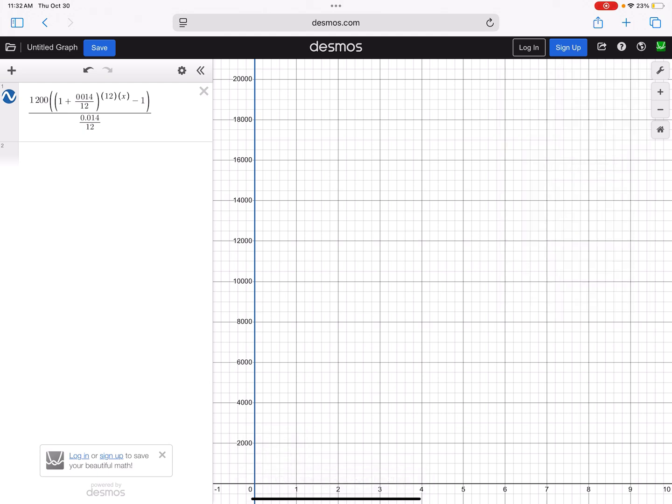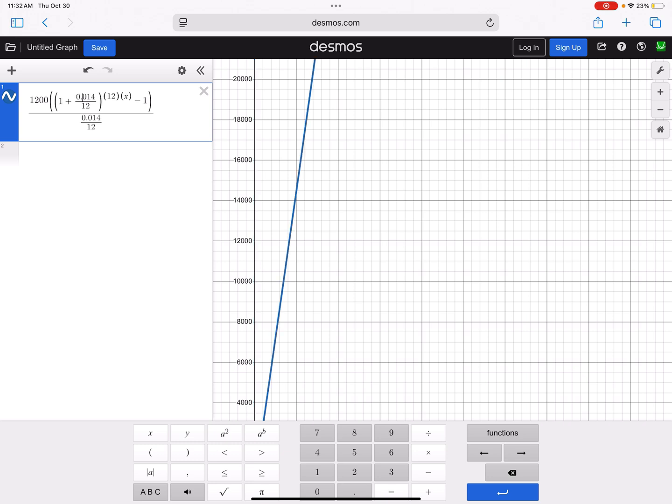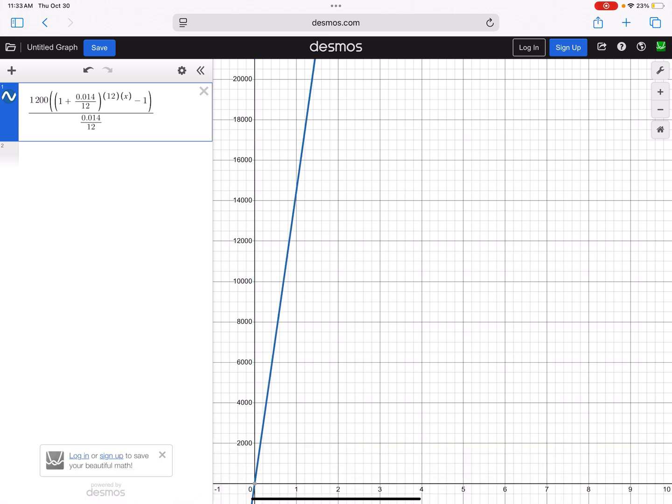Okay, now where is my graph? Why is this not working? Oh, I think I lost my point right here. That's important. There we go. And just double checking my work, making sure everything looks right. 1200.